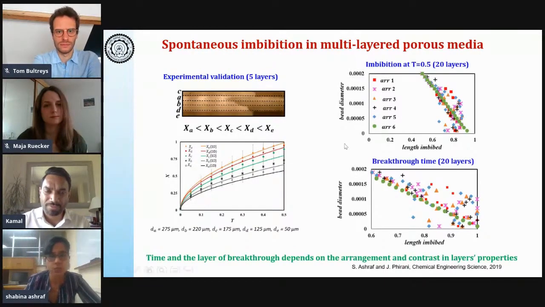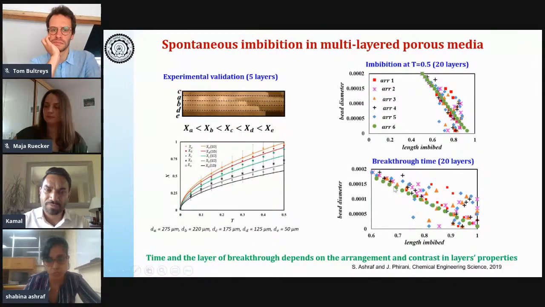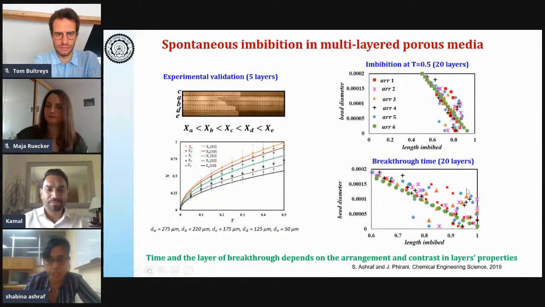We then went ahead to analyze, using a one-dimension model, 20 layers. For 20 layers, there are about 10 to the power 18 cases that are possible. Out of that, here I'm showing only 6 arrangements. Out of these 6 arrangements, at one particular time, 0.5 dimensionless time, we see that the front positions are different for different arrangements. Also, the breakthrough times are different for each of these 6 arrangements. The details on breakthrough time can be found in this publication.